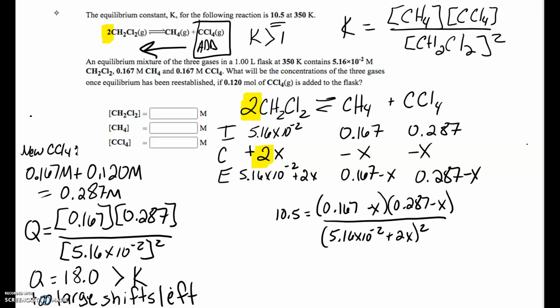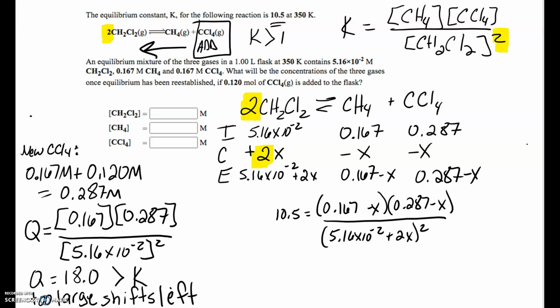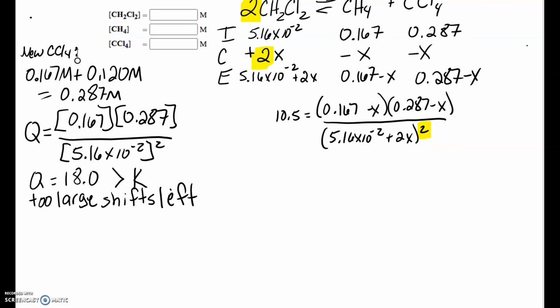Okay, special attention to that squared. The reason that's squared is because of the coefficient in the balanced equation. The coefficient of 2 means we're going to raise that to the power of the coefficient, so we have to square that value. Up at the top, it's easy to see we're going to use the FOIL method. Same thing down at the bottom: 5.16 times 10 to the negative 2 plus 2x squared is the same thing as multiplying that by itself. So we're going to use FOIL for both the numerator and the denominator.